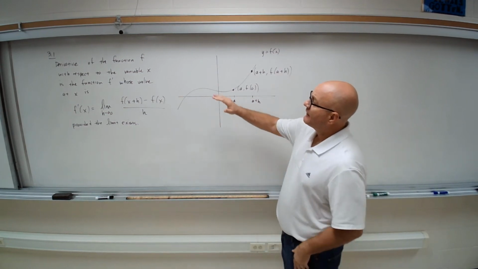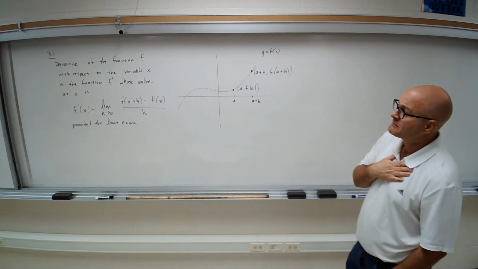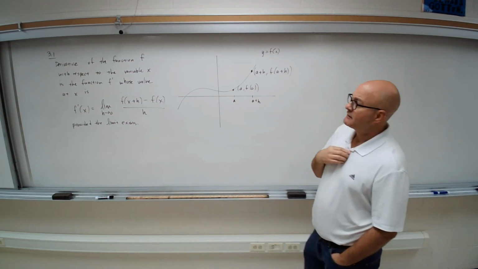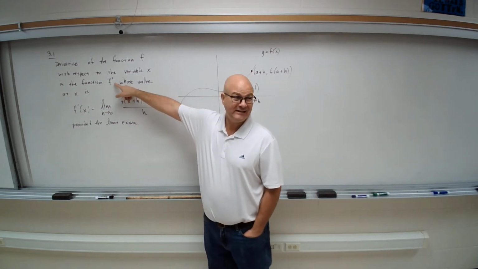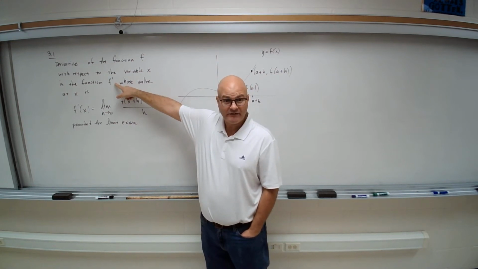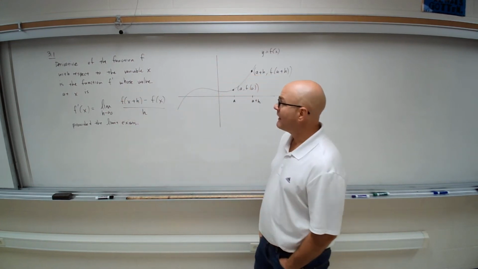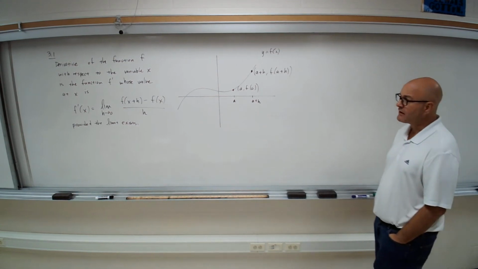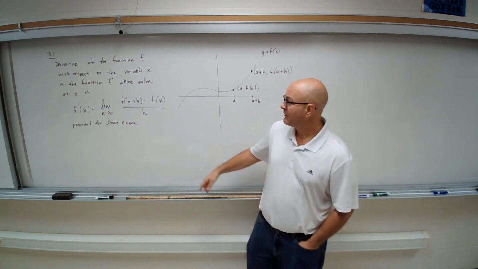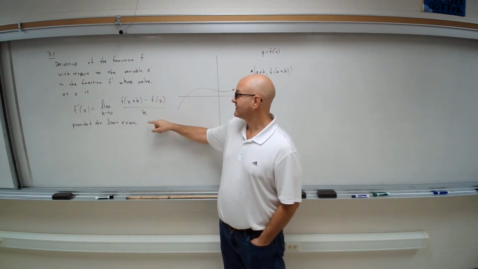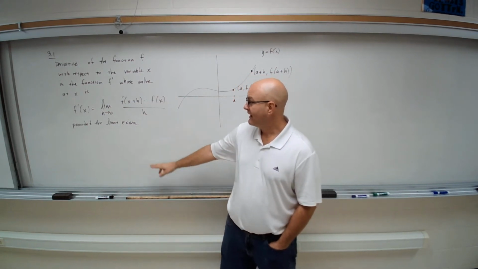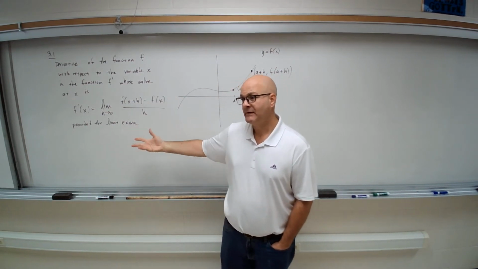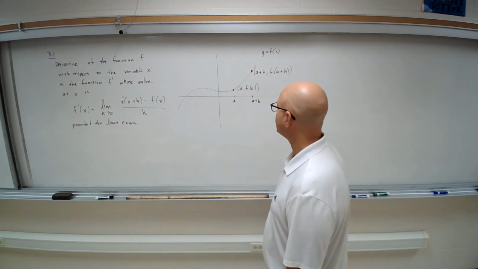But the derivative of a function f with respect to the variable x is the function f prime. Now I could have called it dy over dx if I wanted to, same thing. Whose value at x is f prime of x equals the limit as h approaches 0 of f of x plus h minus f of x all over h, provided the limit exists. If the limit doesn't exist, it's not differentiable there.